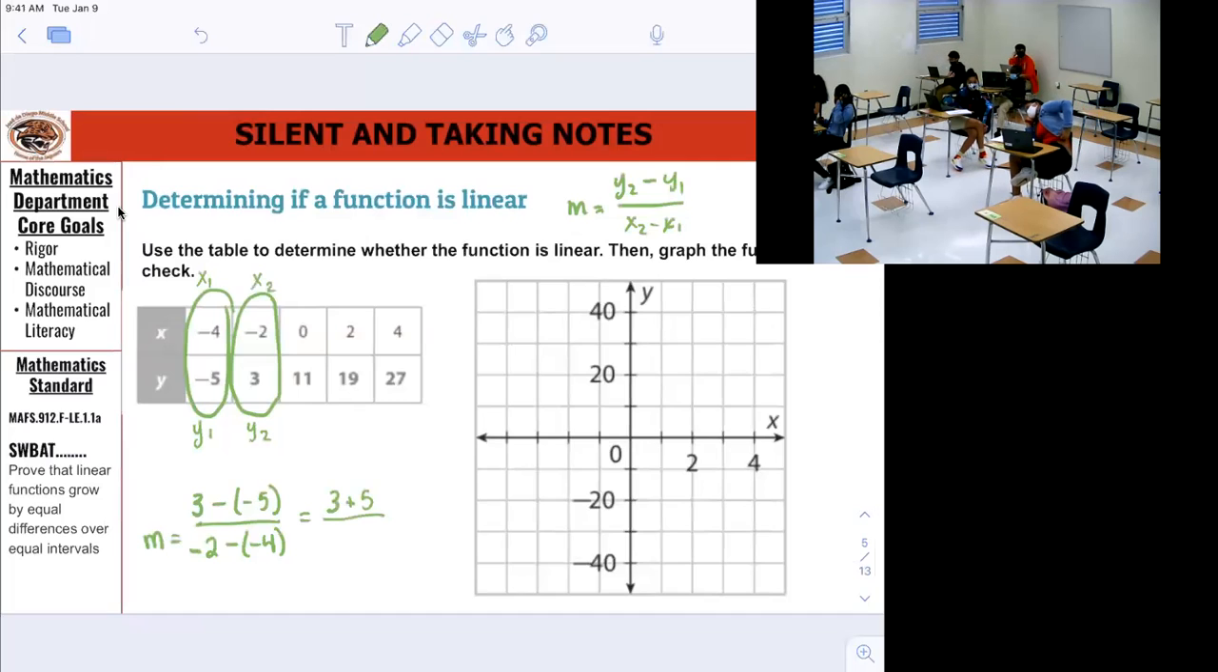Equals 8. And then on the bottom, I have negative 2 plus 4, which is 2. So on the top, I have 8. The denominator, I have 2. And 8 divided by 2 gives me 4. So that was my rate of change between the first two numbers. It was a little tricky because of those negative signs.